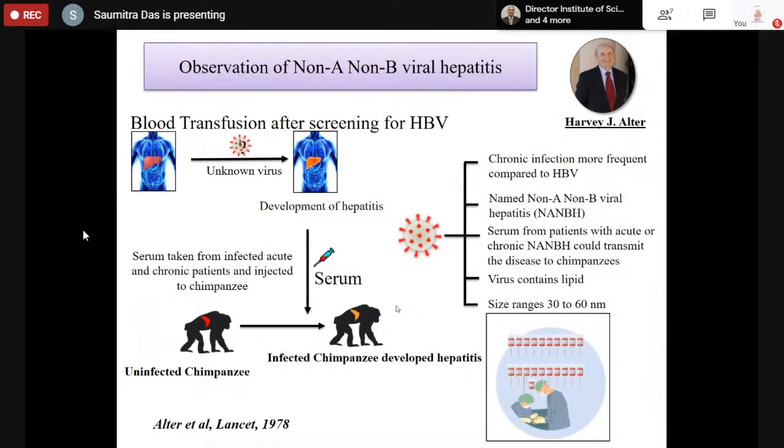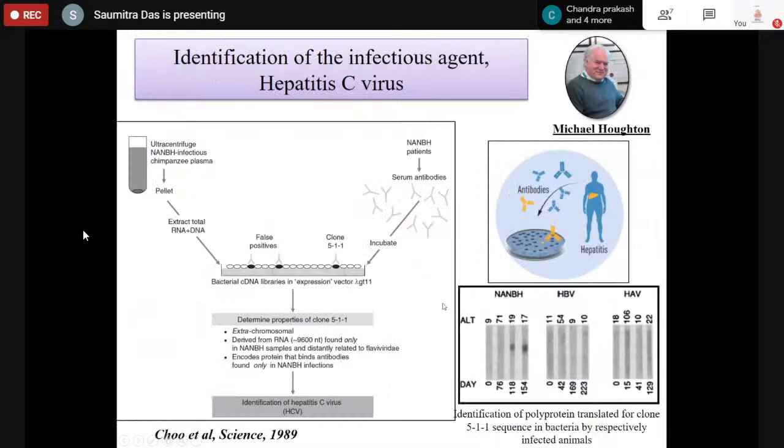And one interesting thing they found, that the virus actually contains a lipid. Perhaps it somehow uses the lipid for its transmission from one cell to the other cell. And the size was ranging between 30 to 60 nanometer. That was the report in Lancet in 78. Then in 89, Michael Houghton reported that they could identify it and named it hepatitis C.